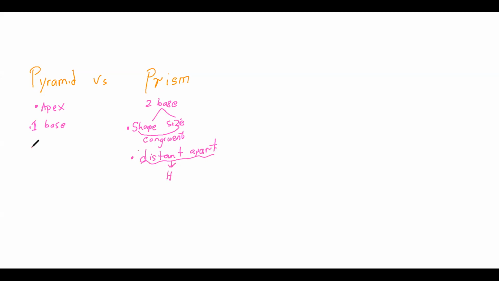The height of a pyramid is the distance between the apex and the base. So let's get some more examples so we can tell the difference.